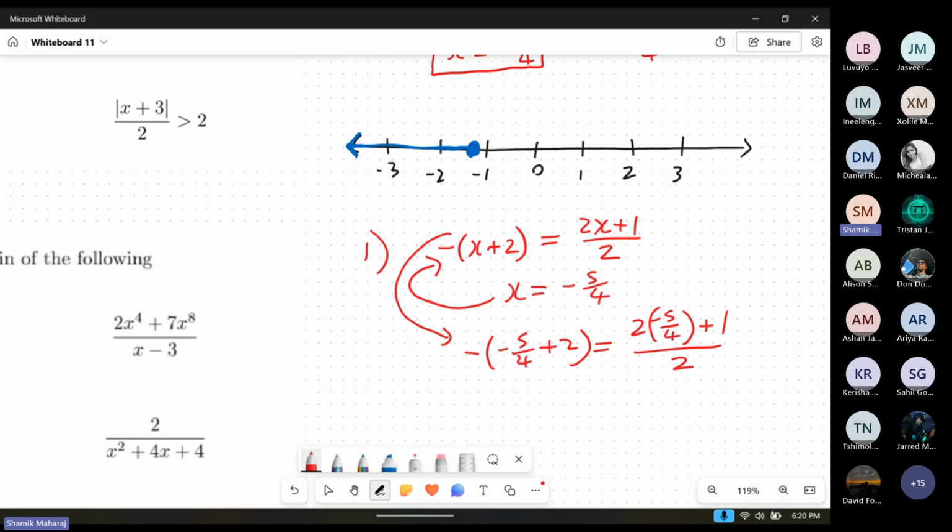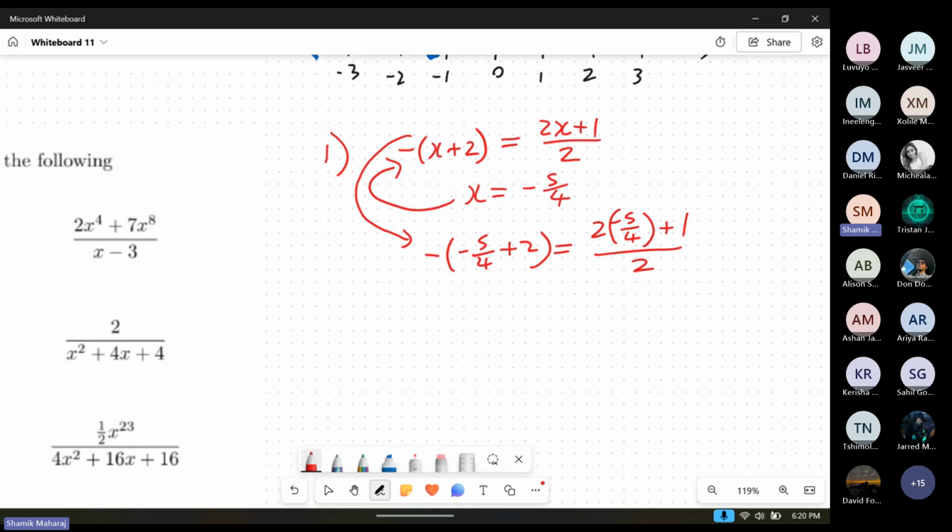Okay, I'm not sure if I need to do this whole thing. But again, we just simplify to see if the left-hand side equals the right-hand side. So, okay, let me just do it quickly. Let's just do this. I don't want to leave anyone in the dark in case anyone's not with me.